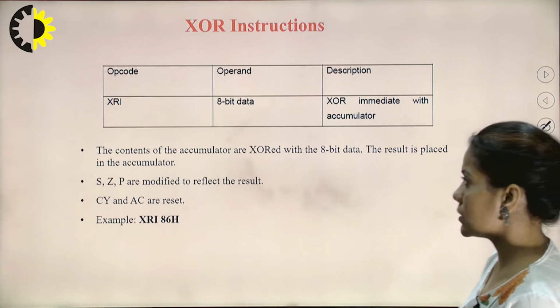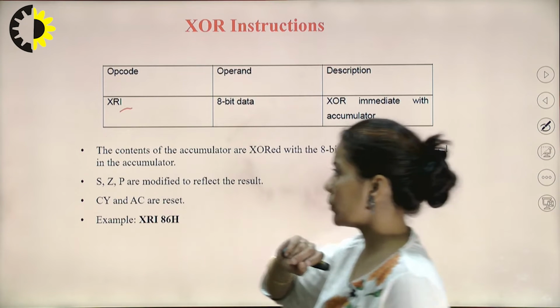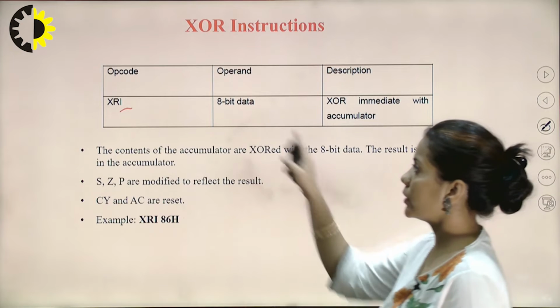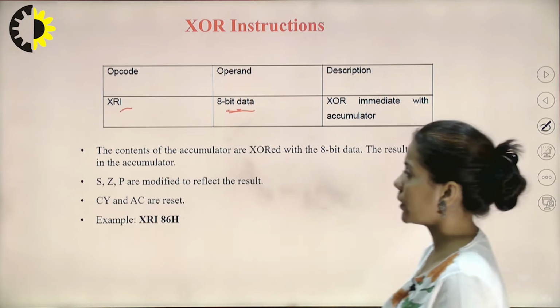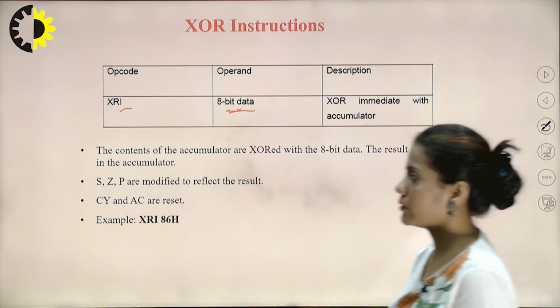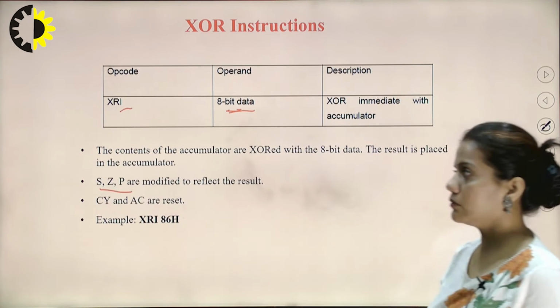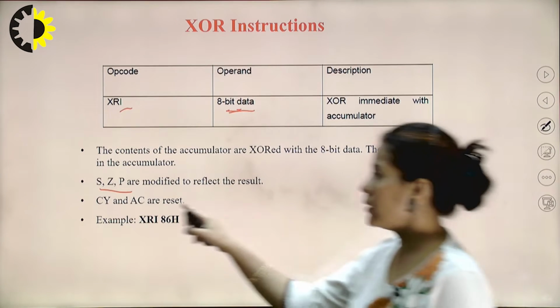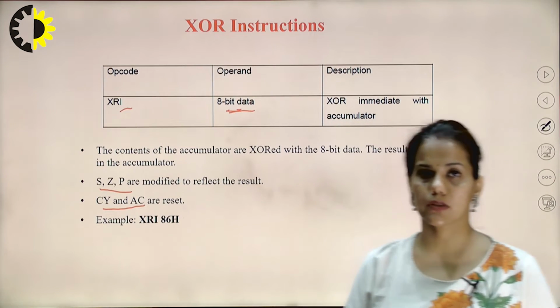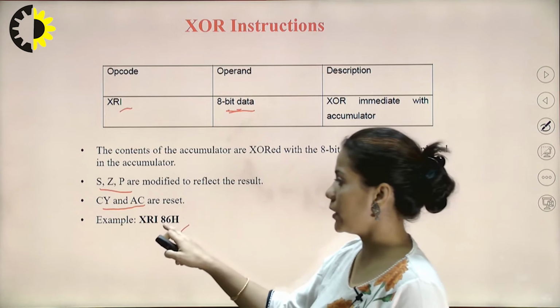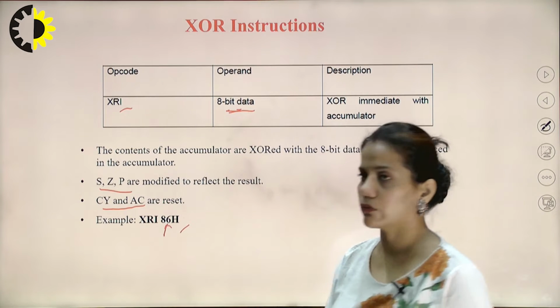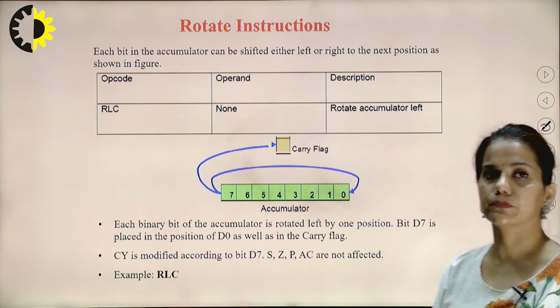XRI is the immediate addressing mode with the XOR operation. So, it will XOR the contents present in the operand with the contents of the accumulator, and the result will go into the accumulator. These are the flags which are modified according to this instruction, and carry and auxiliary carry are reset. So, this is the example. Here the 86 will be XORed with the contents of the accumulator.